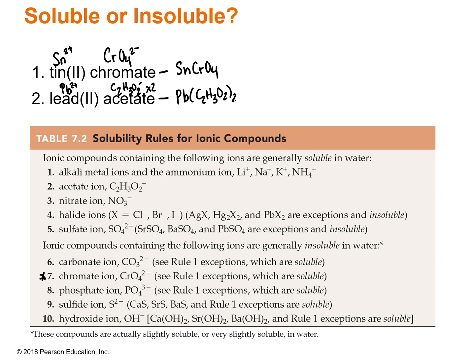We're dealing with chromates, so you want to find the rule on the solubility rules that mentions chromates. In general, chromates are insoluble in water, with the exception being the alkali metals and ammonium. We've got tin 2 chromate. So that's going to be insoluble.